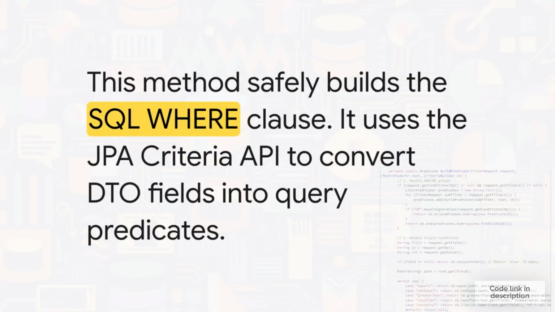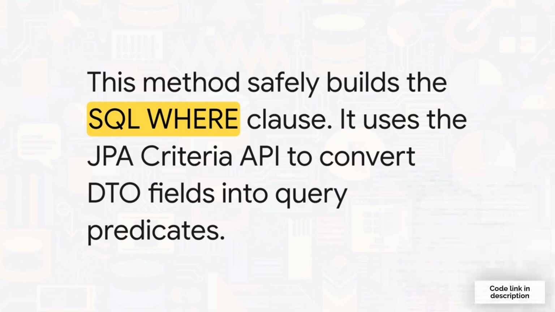Okay, and this code right here beautifully illustrates the concept. The build predicate method, this is the heart of our translator. We're using a switch statement to look at the op field from our DTO. Then, and this is the important part, we use the JPA Criteria API, which is a programmatic and, really importantly, a type-safe way to build queries to construct the correct predicate, like CB equal or CB greater than. This is how we safely build that final where clause without ever resorting to risky string concatenation.